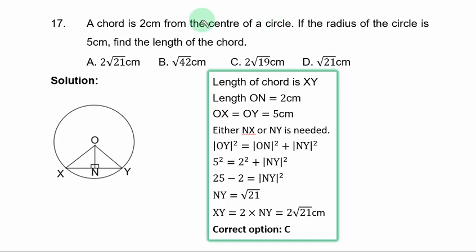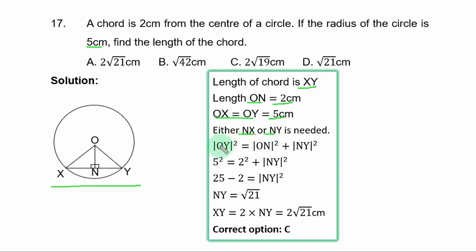Question 17. A chord is 2 cm from the center of a circle. If the radius of the circle is 5 cm, find the length of the chord. This diagram represents the information. Length of chord is SY. Now ON, that is the distance from the center, is 2 cm. The two radii OS, OY, they are equal, and you have 5 cm. Now, to get the whole length, you need either NS or NY. Once you get any one, multiply it by 2. That gives the length of the chord.